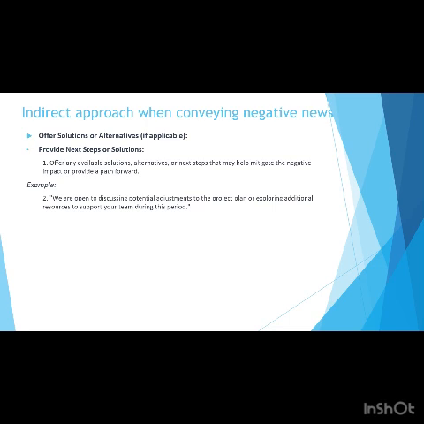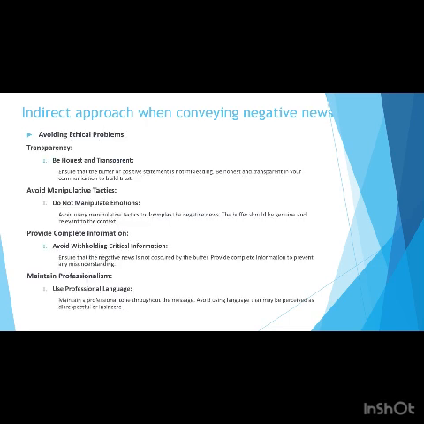So, as mentioned previously, using the indirect approach to convey negative news can be a very sensitive task. So, it's essential to handle this communication ethically, ensuring transparency and professionalism while still considering the recipient's feelings. So, now we're going to go over how to avoid ethical problems when using this method. So, as you can see, the first one is being honest and transparent, right?